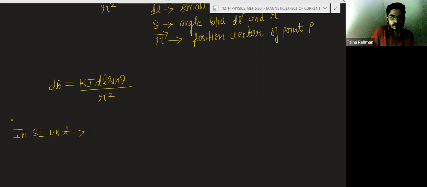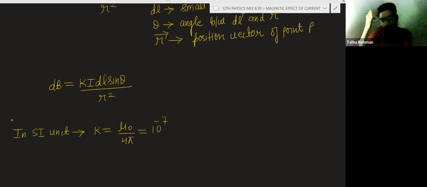So in SI unit, the value of this K is mu naught divided by 4 pi, and this value is given by 10 to the power minus 7. And the unit of this is Tesla meter ampere inverse.